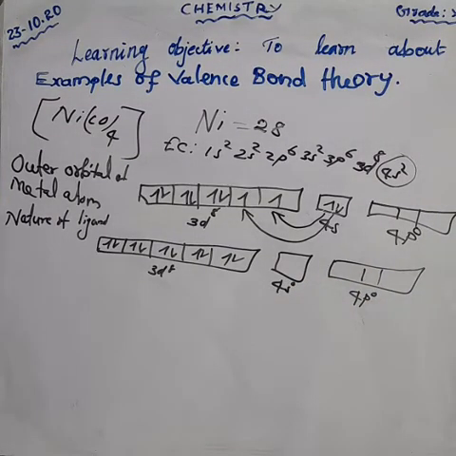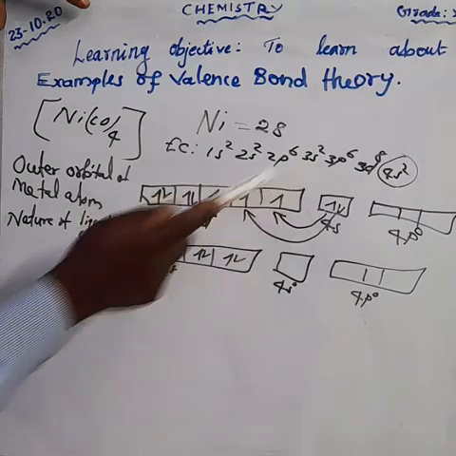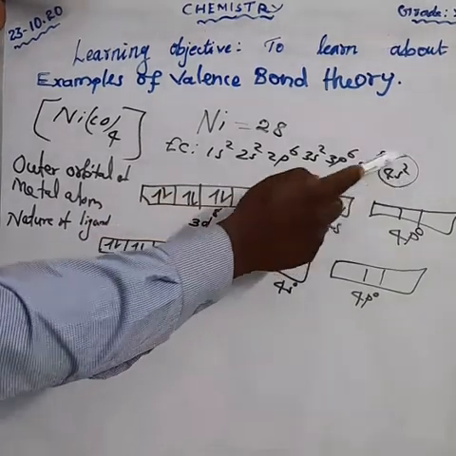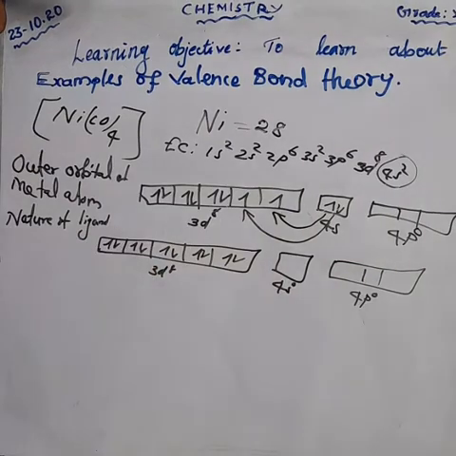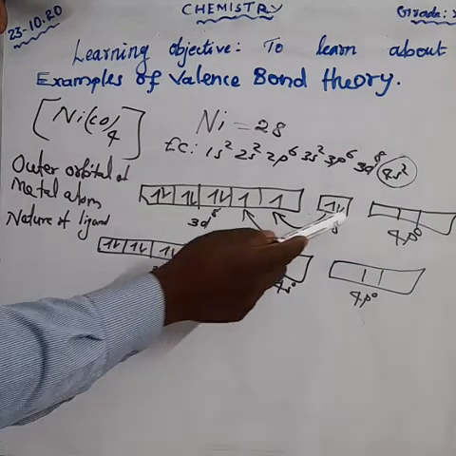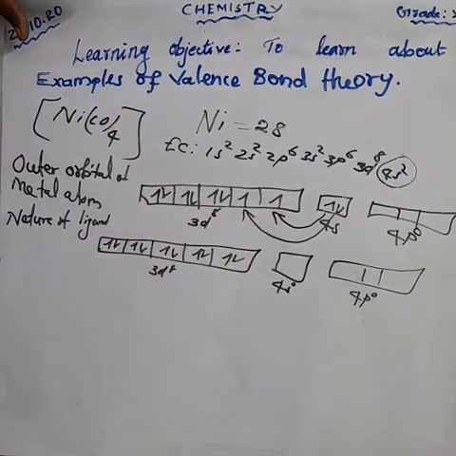I told you that as per the electronic configuration, nickel is 3d8 4s2. The 4s electrons shift to where? The 3d subshell. So now we have some vacant orbitals, and the 3d is completely filled.